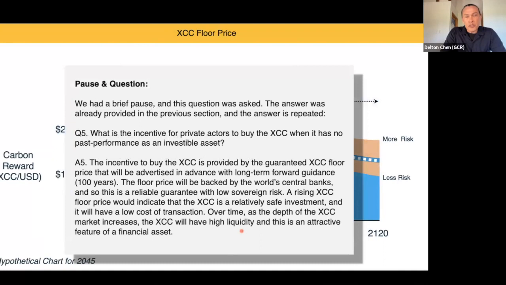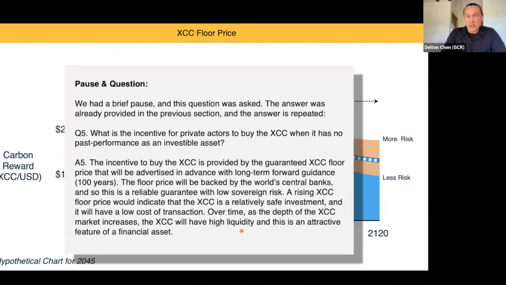Question 5. What is the incentive for private actors to buy the carbon currency when it has no past performance as an investable asset? Well, categorically, it has no past performance history today because it hasn't been implemented. When it's first implemented, the price will be relatively low and the supply will be low. So past performance won't really factor in terribly much. Over time, the supply will increase and the history of past performance will become evident to everybody in the world.